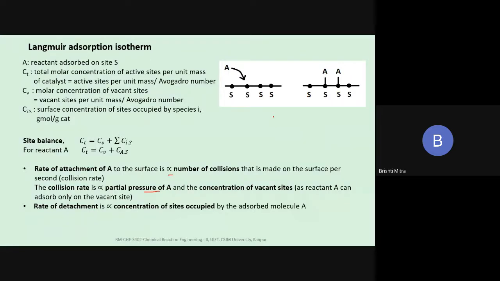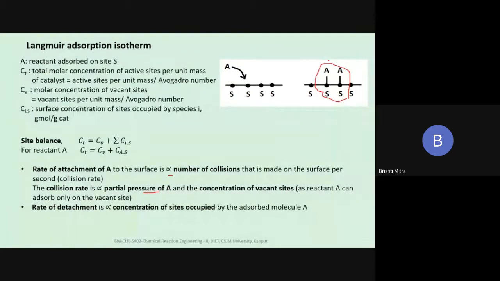Now, the rate of detachment, or the rate of desorption as we call it, is proportional to the concentration of the sites occupied by the adsorbed molecule A. Where can it get detached from? It can only get detached from the sites where it is already occupying. From empty sites it cannot get detached. So it is proportional to the occupied sites.